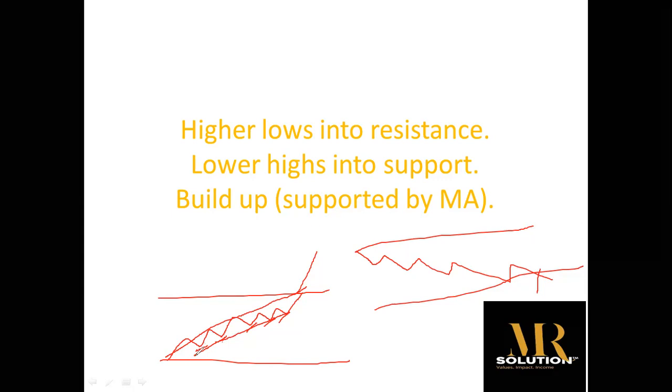Okay, so here we have an ascending triangle, but this is actually a descending triangle. Don't mind me, this is actually a rough sketch, okay? This is really a rough sketch, so don't mind me. All right, so that is that for that. Then we look at how to notice a build up supported by moving average. What do I mean by that?